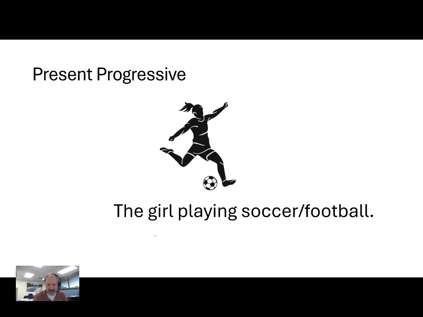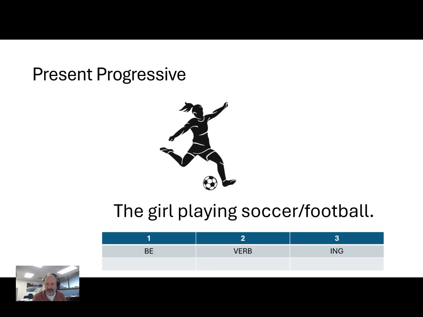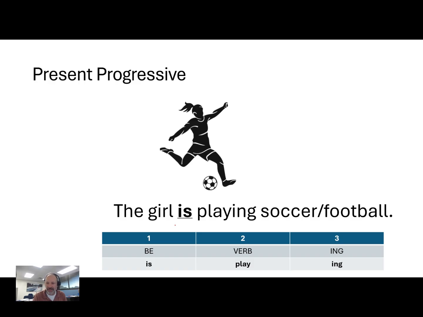Do you see a mistake in this sentence? The girl playing soccer or football, depending where you live. I look at the verb playing, and I need to remember 1, 2, 3. I need be plus verb plus ing. I can see play, that's the verb. I have my ing, but I'm missing that number 1 that should go right here. So to fix this, I need is. The girl is playing soccer or football.